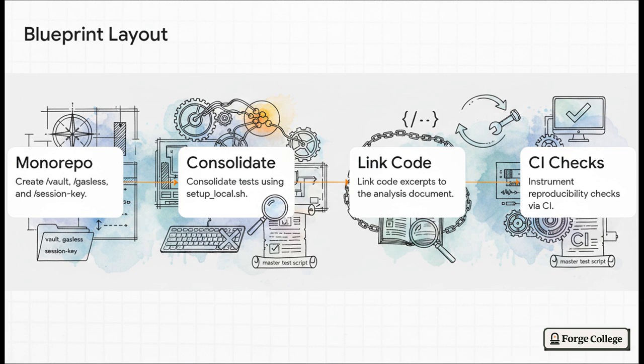Gone are the days of manual key prompts. We're replacing all of that with slick script-driven environments. Step 3 requires you to explicitly link code excerpts directly to your comparative analysis document. Reviewers shouldn't have to go on a scavenger hunt for the logic you're talking about. And Step 4, instrument reproducibility checks via CI, or continuous integration. We're writing a master test script so evaluators don't have to guess how to spin up a local validator. It should just work right out of the box.